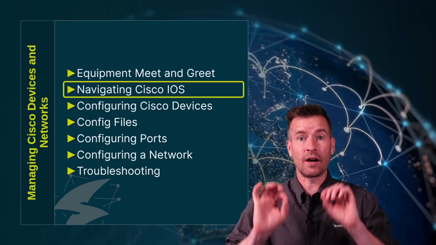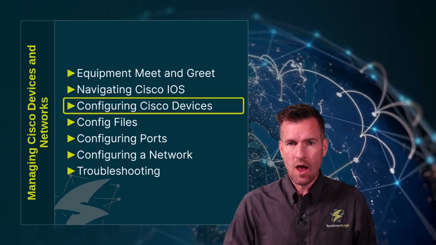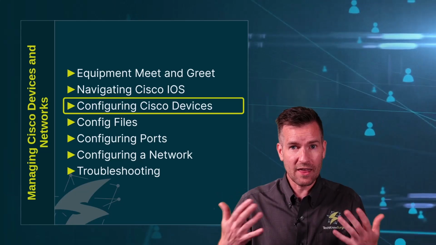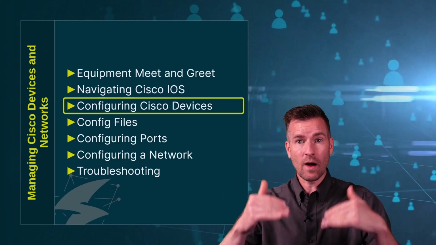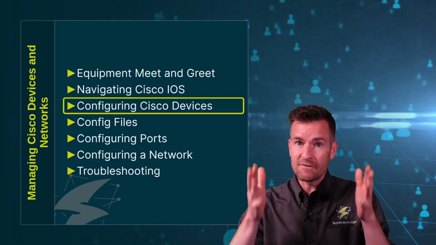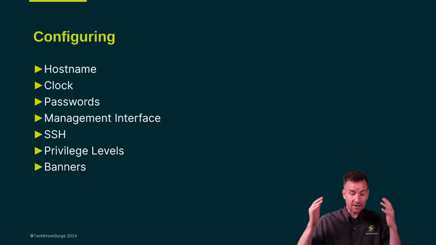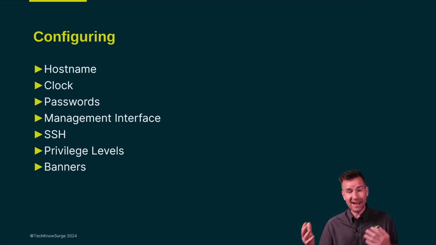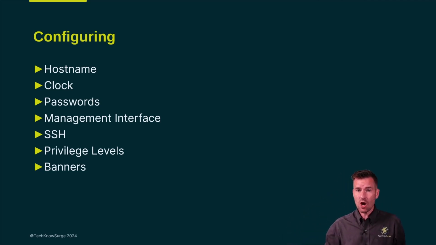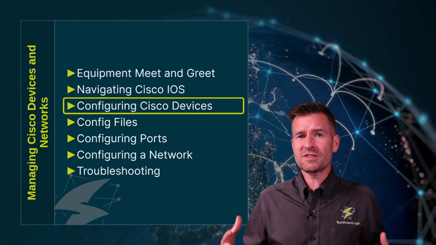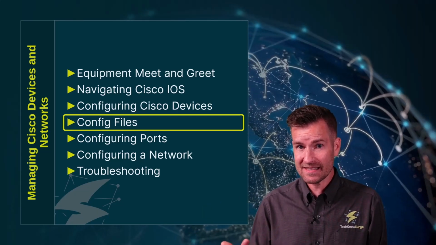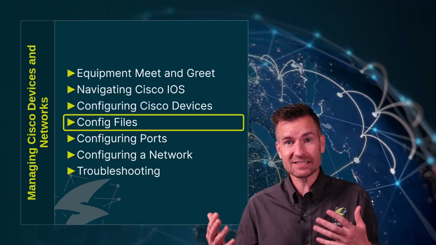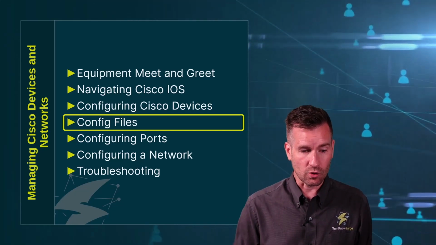And then we'll get into starting to configure these different devices. Whether you're talking about switches or routers or other Cisco devices, there's some things that we're going to want to configure, and we'll talk about generally what are those different steps that we would do to configure any device. And we'll get in there and configure the host name, the clock, passwords, management interfaces, set up SSH, we'll get into privilege levels, and we'll set up banners on this different equipment. And really all of those settings come down to saving in some sort of config. So we'll talk about the different configs that there are and how to save things so that when you restart the device, you're not going to lose the information.